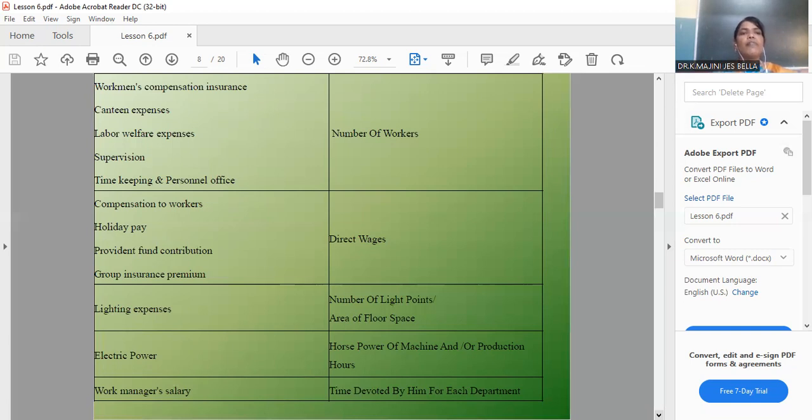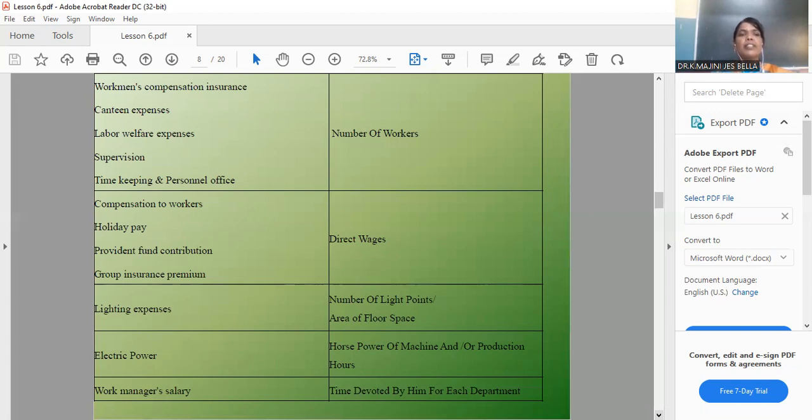Okay, so then we can see the compensation to workers. Some of the workers they are giving the compensation. When any accident or any other issues happen with the organization, they will give compensation to their workers. The compensation to workers, holiday pay, provident fund contribution, and group insurance premium are the items based on the direct wages.